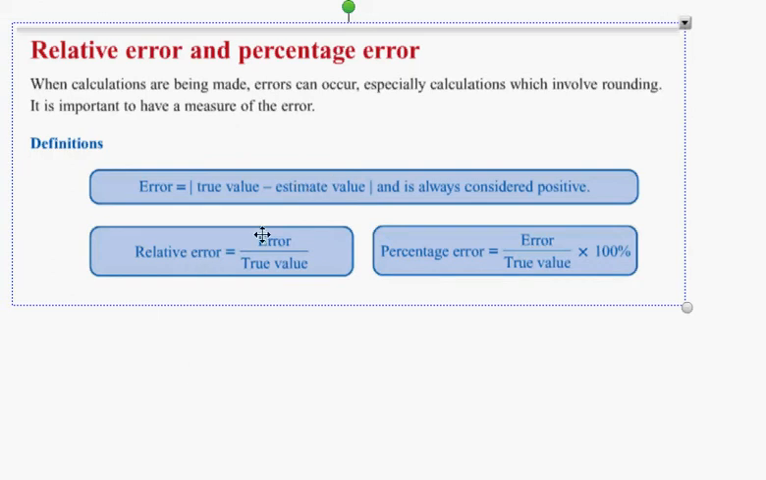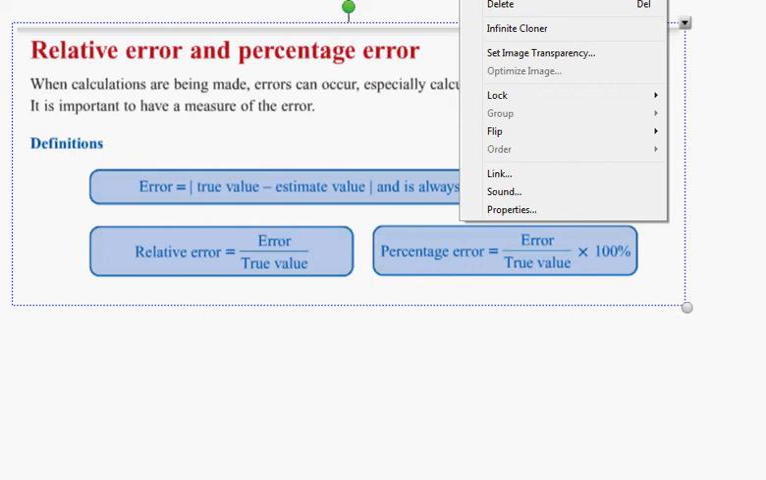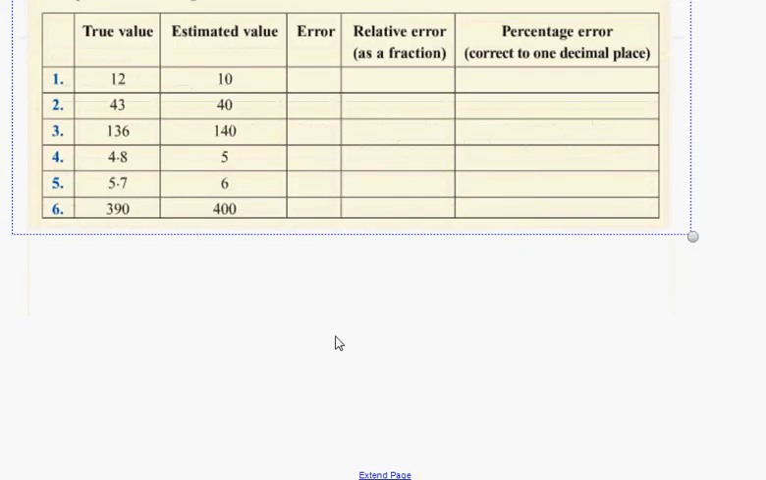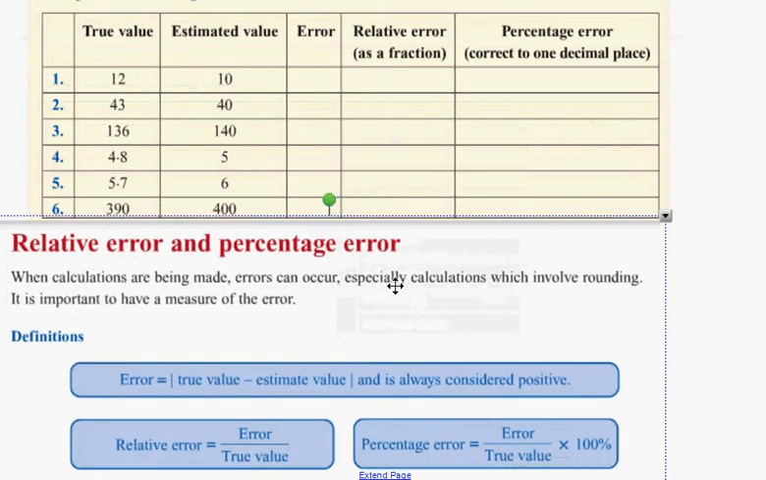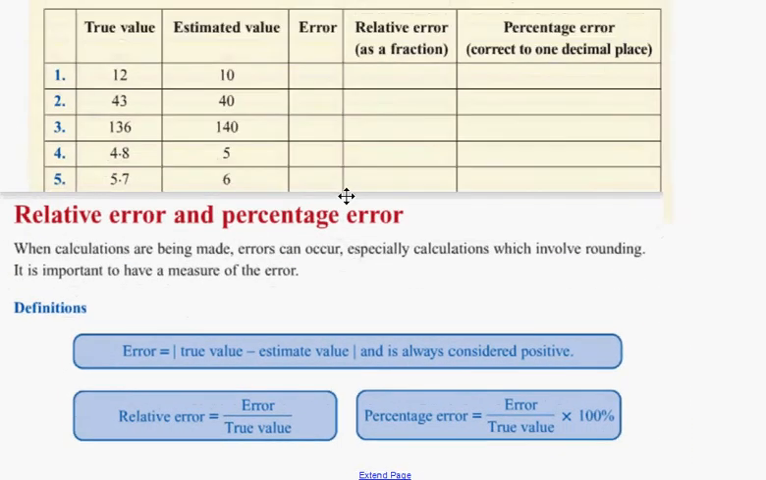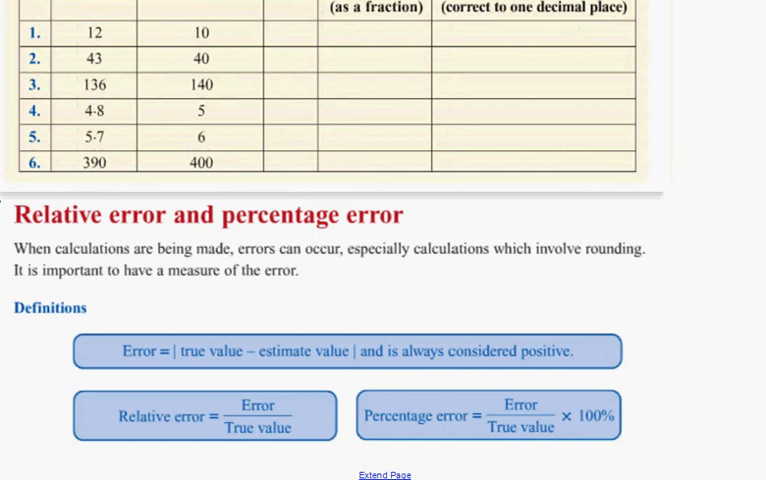Relative error is error divided by true value. Percentage error is error divided by true value multiplied by 100%. Okay, so I'll just go to the questions in the exercise, and I'll just have half an eye on my formula. As an example, question 1.